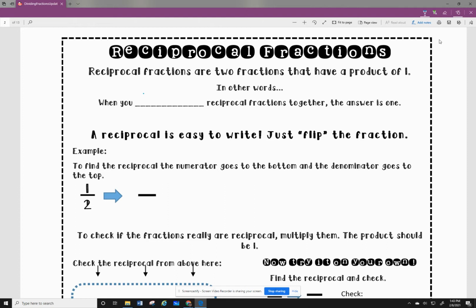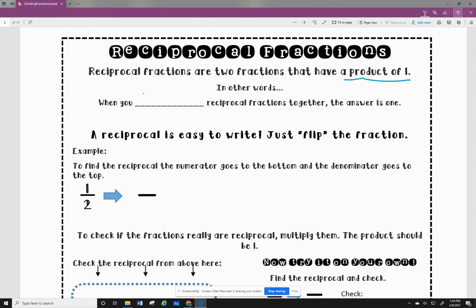There's a video you're going to watch of a song that's going to help you just remember the process for dividing fractions. But they're going to use this phrase, keep, change, flip. And when they use that phrase, the flip is the part that we're going to be learning about right now. The flip is actually this thing called a reciprocal fraction. And a reciprocal fraction is two fractions that have a product of 1.